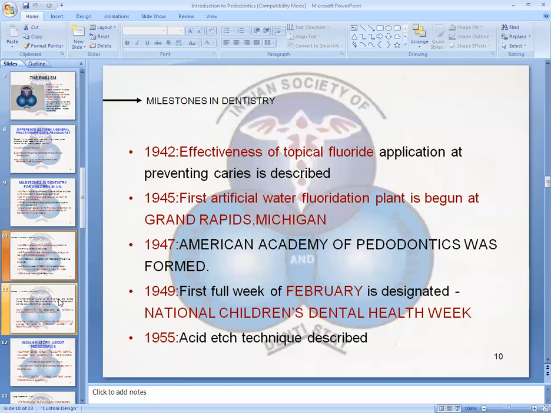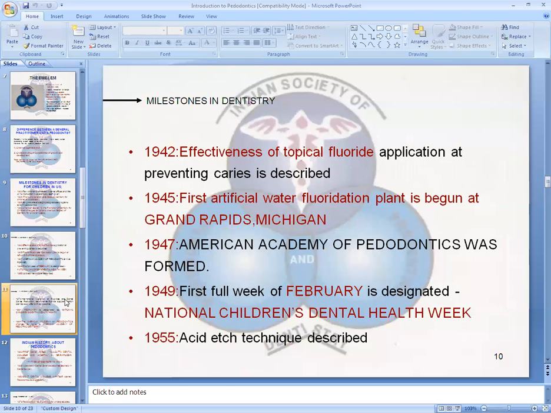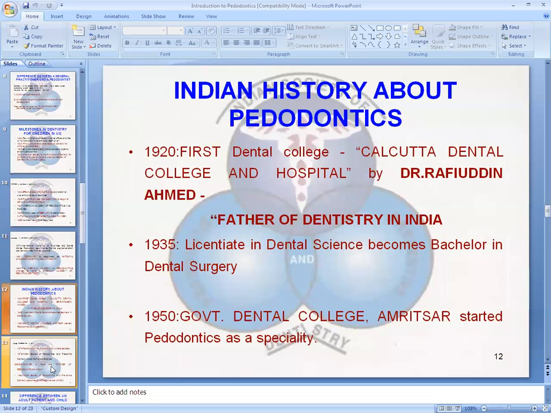So you will get an MCQ question on this, and you have to pick that. Okay, there are only 3 slides: 1, 2, 3. Now, what is the Indian history of pedodontics?